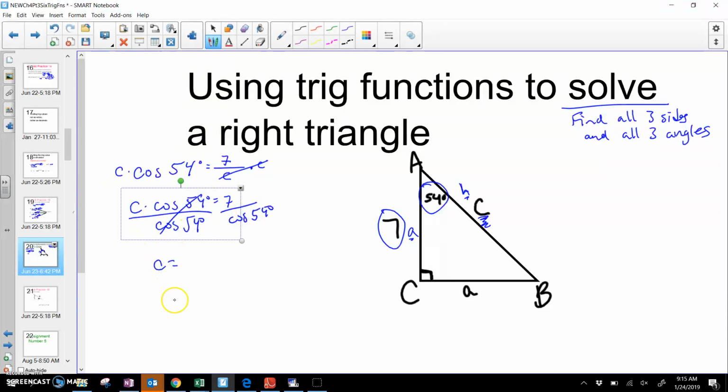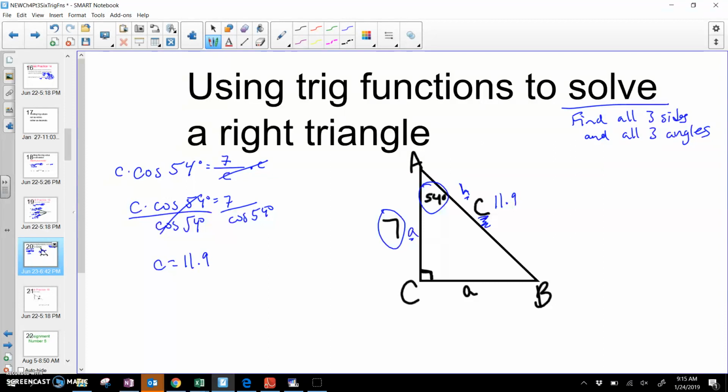So in order to solve this, I would type in 7 divided by cosine of 54 degrees into my calculator. At this point, I'm just going to trust that we know how to type that in. When I type that in, I get the other leg. I'm typing it in right now. I'm doing 7 divided by cosine of 54. And I got 11.9. That means this side is 11.9.